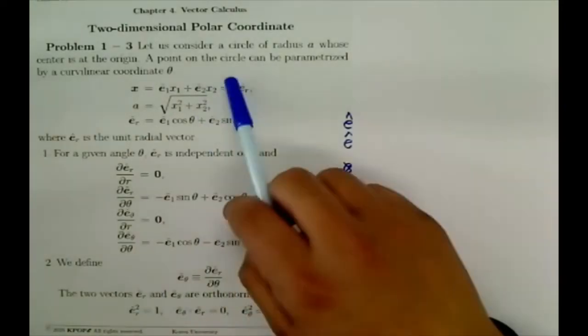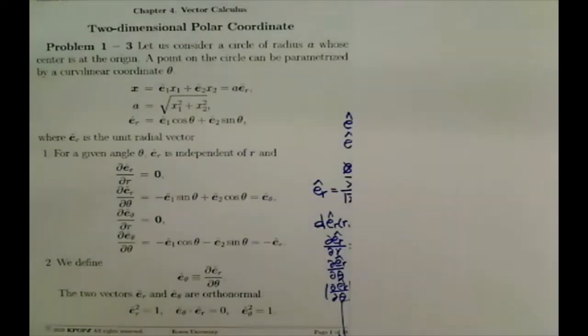Let us consider a particle on a circle of radius a, whose center is at the origin. A point on the circle can be parameterized by curvilinear coordinates. Because a is fixed, once the radius is fixed, the only variable to determine the position of an object is the angle theta only.